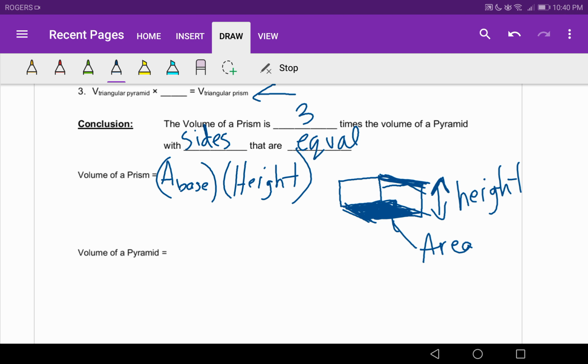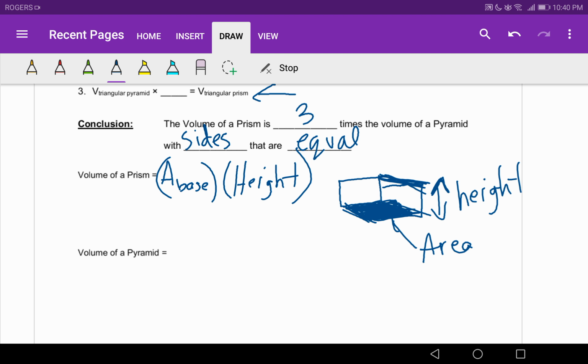This is key. Instead of trying to remember or getting confused with complicated formulas, just remember that it's area of the base times height. Then I can interchange the base shape. Your base could be a square, a rectangle, or a triangle. It doesn't matter what the shape is. You'll be able to remember it easily if you know that it's area of the base times height, and that the base can change shapes.